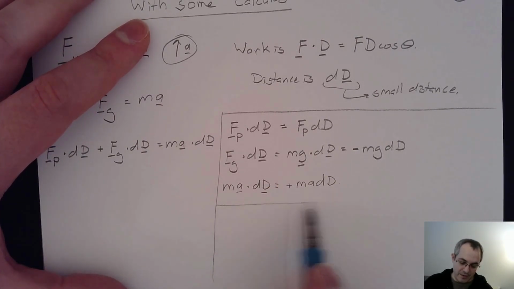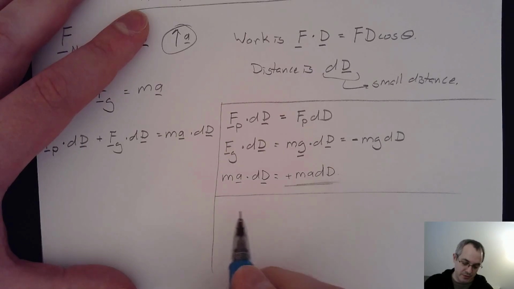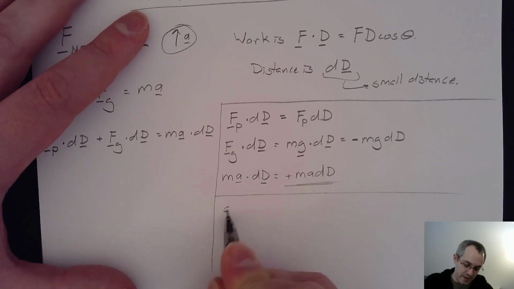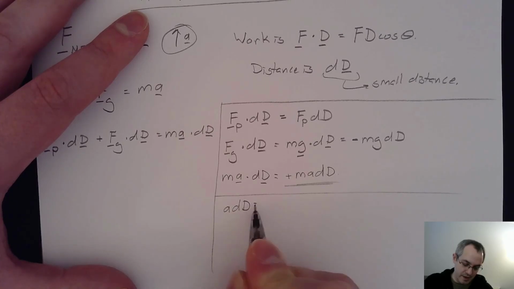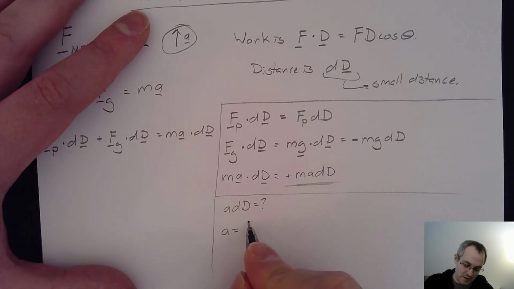But we're going to want to have a look and see if we can break that up into anything else, much like we did on the previous one. So let's see. What is ADD? Is that something that we can do? Let's see. We know that acceleration is the change in velocity, right? As time changes. So that's going to be dv by dt.